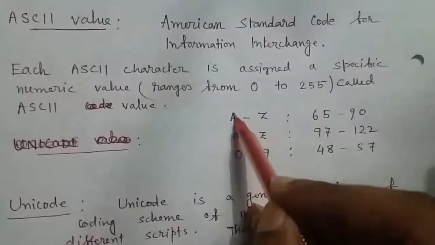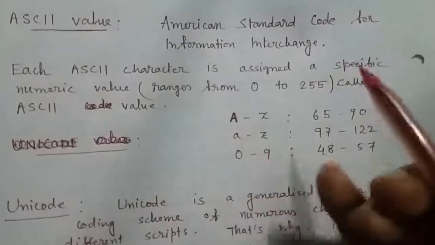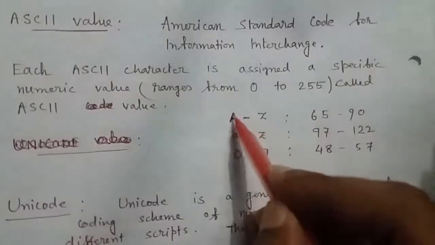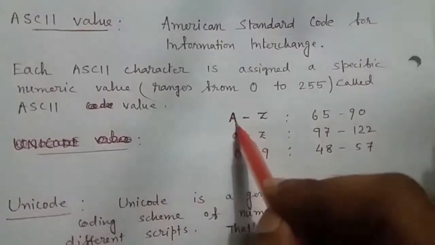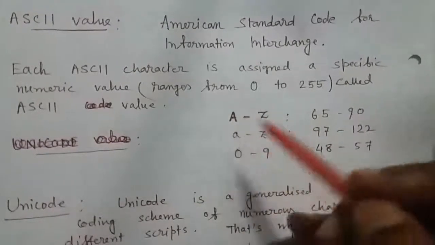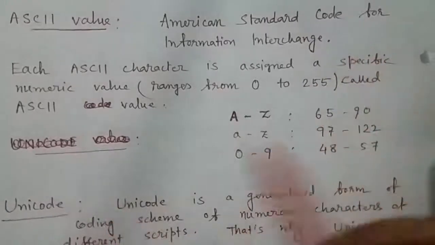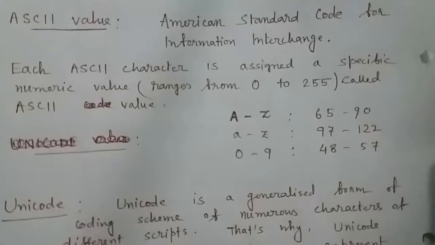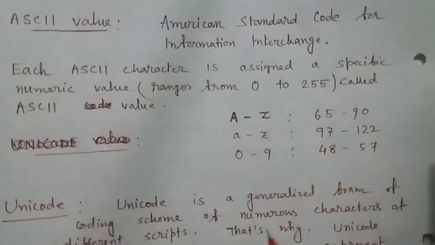Now, I am mentioning some characters to represent ASCII values, just like capital A to capital Z. The ASCII value of capital A is 65 and the ASCII value of capital Z is 90. The ASCII value of B is 66. The ASCII value of C is 67. So plus 1 will be calculated with the previous value of ASCII, and then we will get the next value.